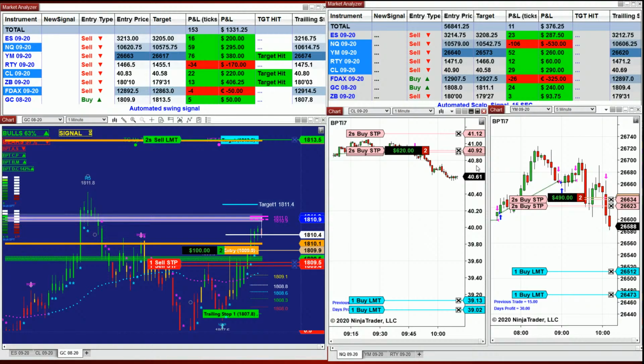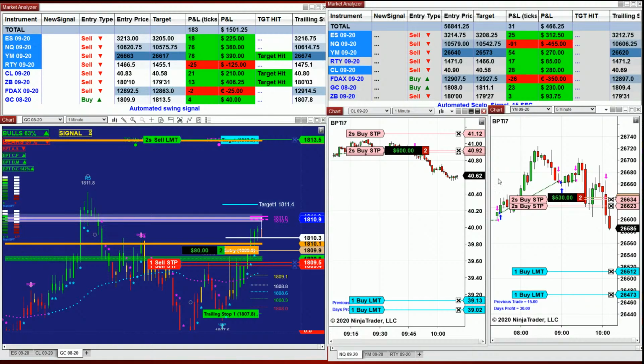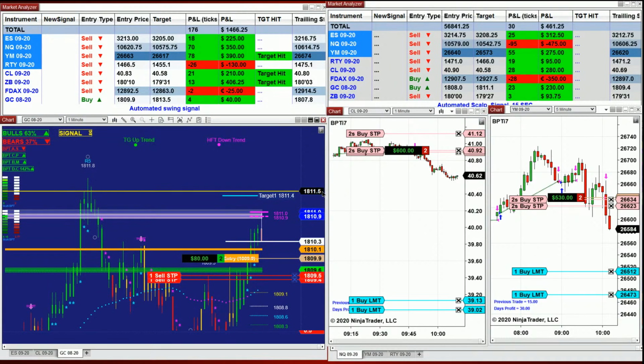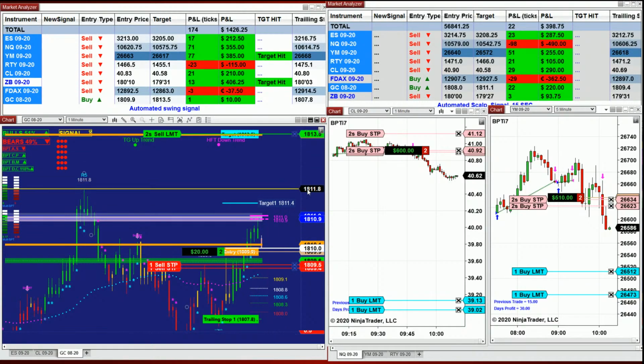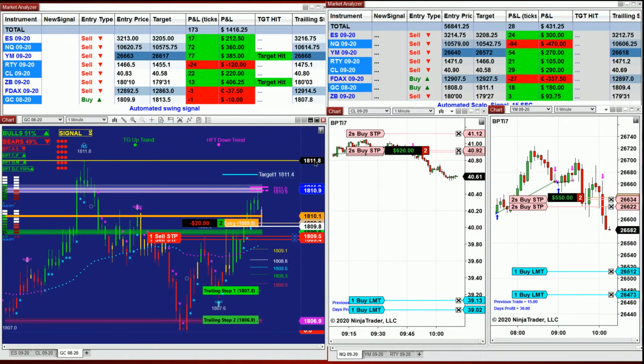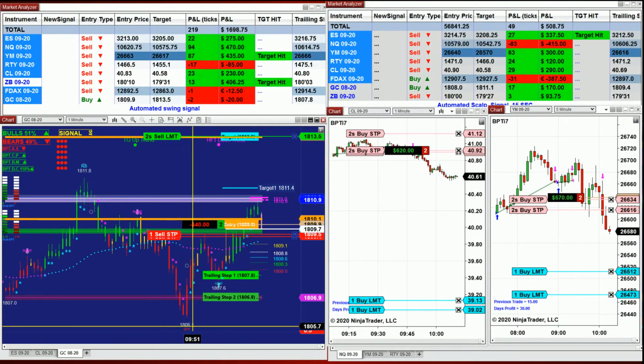So you can see that gold is right on the 1810, and we need to see the gold cross the 18.9 before we can climb to 1813. So we will see what happens here.